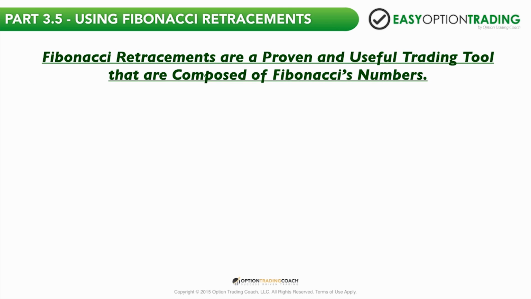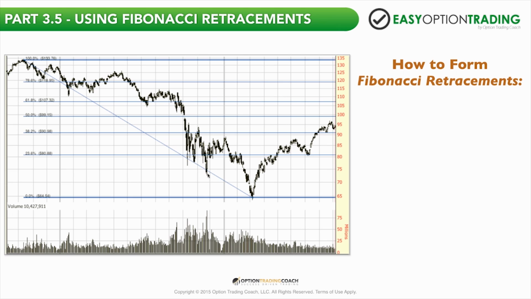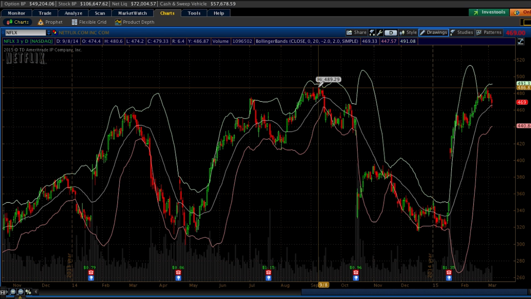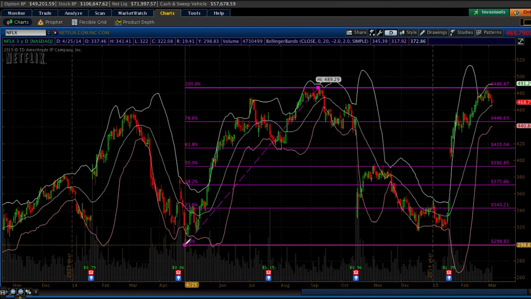Fibonacci retracements are a proven and very useful trading tool that are composed of Fibonacci's numbers. They're a freak of nature, and they work very well in the stock market. You connect the high to the low in that specific time frame. Those are the Fibonacci levels that you need to understand that act as the natural levels of support and resistance in the stock market. When you generate this, the way that you do it is you connect the high to the low, and you want to use wicks. You want to use the wicks when you're connecting these lows.